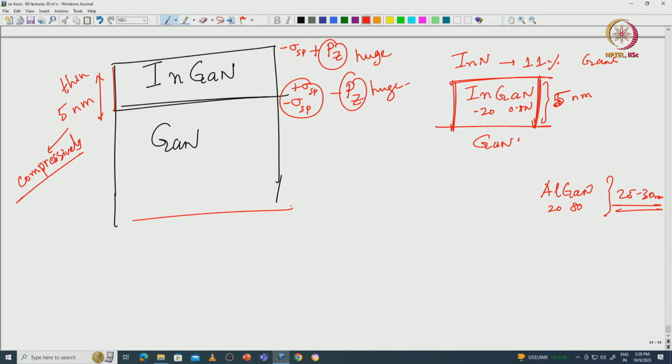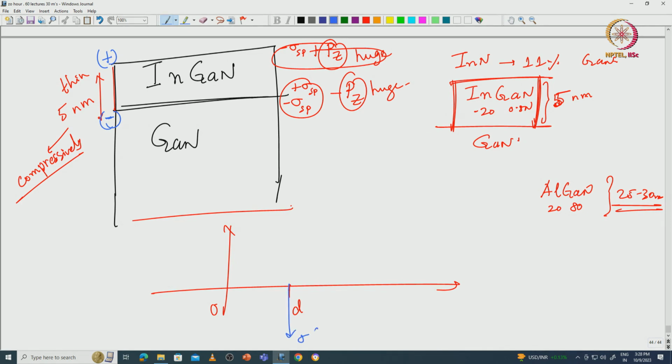So, if I draw the charge diagram now, this is 0, this is D, which is 5 nanometers. Then you see this entire quantity on the top is positive, and the entire quantity at the bottom is negative. So, here I have a huge negative charge, I will call it minus sigma p net, and the top will have a huge positive charge, plus sigma p top, and there is a surface donor.